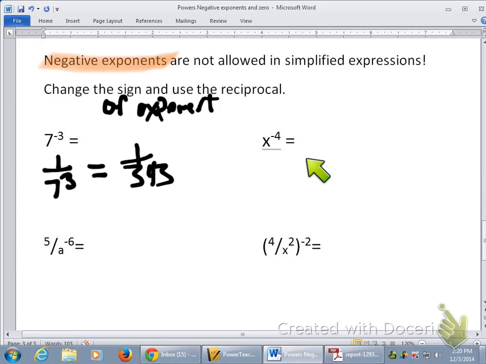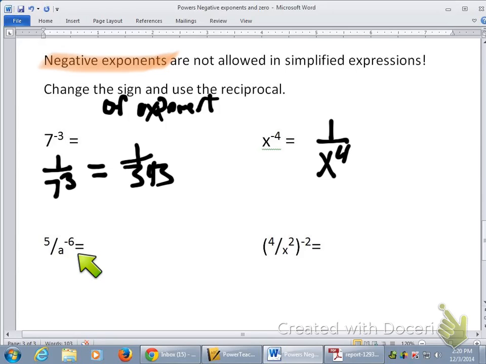Over here, x to the negative fourth, I'm going to flip that for the reciprocal. The reciprocal of x to the fourth is 1 over x to the fourth. Notice that here's the reciprocal, and the negative 4 exponent becomes a positive 4 exponent. That's important because I'm not allowed to have negative exponents in my simplified expressions. Notice the similarities between these two problems.